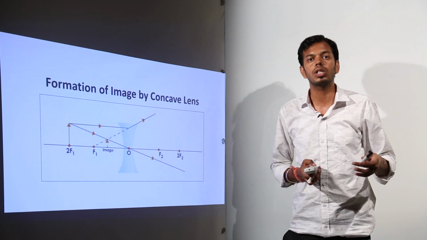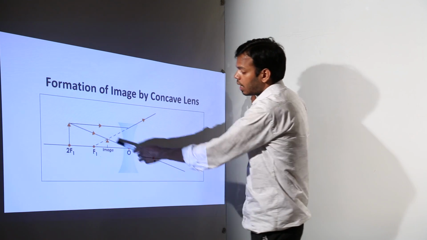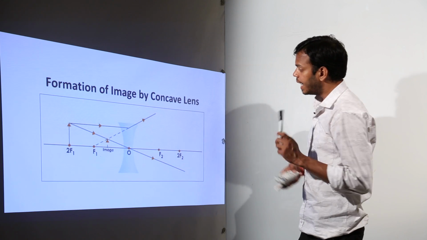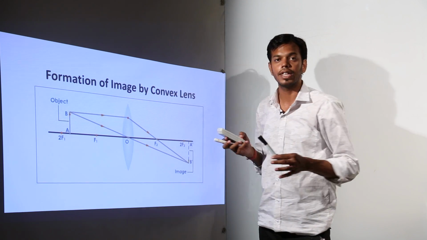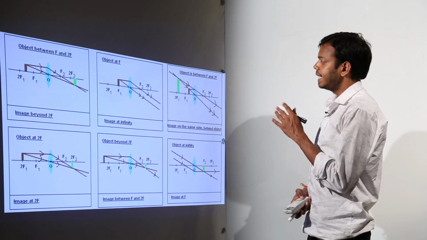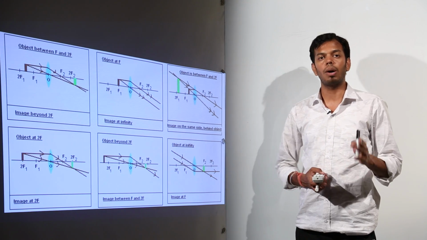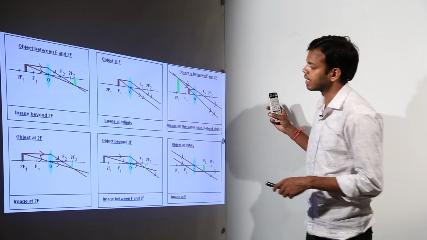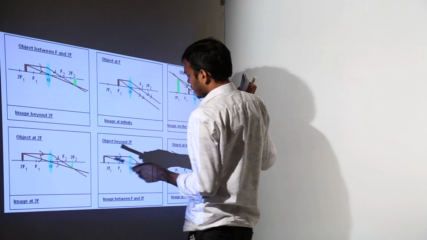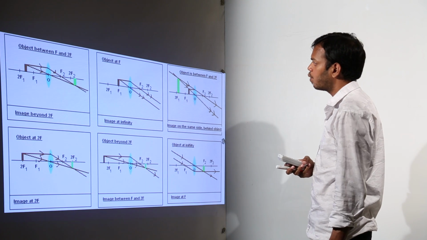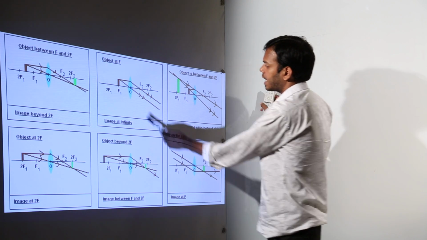So, now you can also see the third difference: in this case the image is erect with respect to the object, whereas in this case it is inverted with respect to the object. These are a few diagrams which define the position of object and image for a convex lens. We should have started with the focus, but I will start from here.